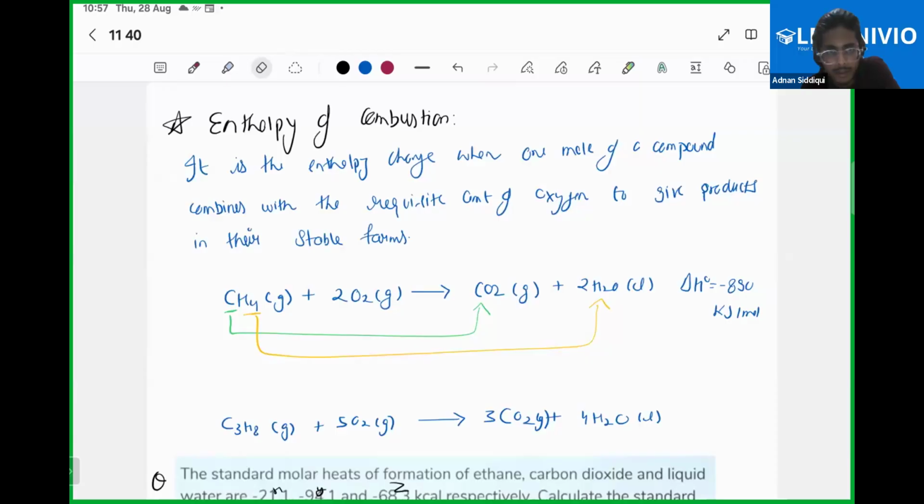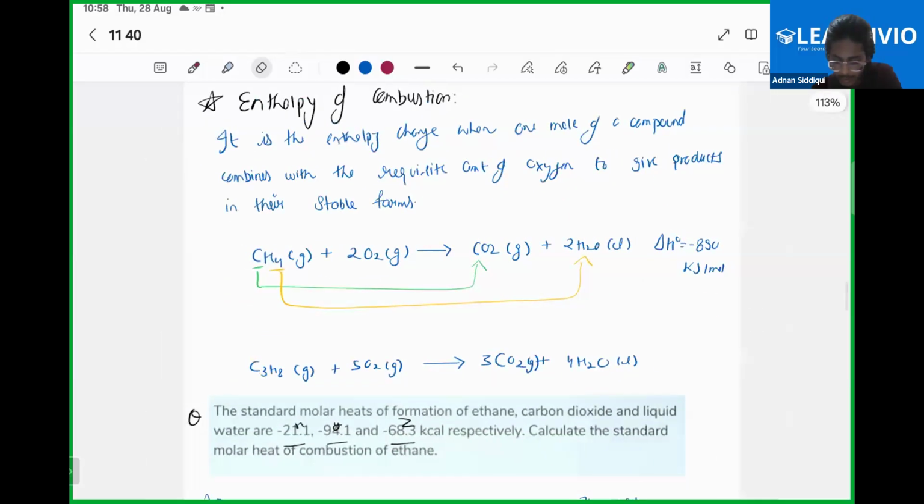Combusting something, right? So if we are talking about enthalpy of combustion, then what we can say, it is the enthalpy change when 1 mole of a compound combines with the requisite amount of oxygen to give product in their stable form. So if you have methane and you are reacting it with O2 and producing CO2, this reaction is basically your combustion. You are reacting something with O2 and you are getting CO2, right? This is your enthalpy of combustion. And for methane, the enthalpy of combustion is this. Just for reference, you don't have to rote memorize it. You will get this in your question.